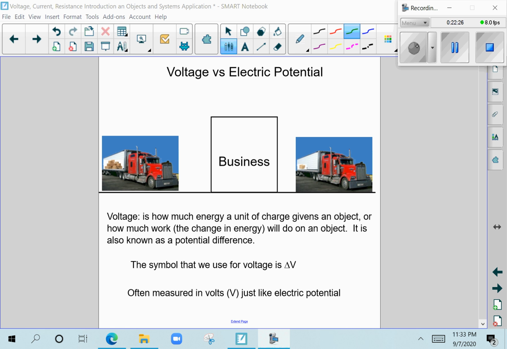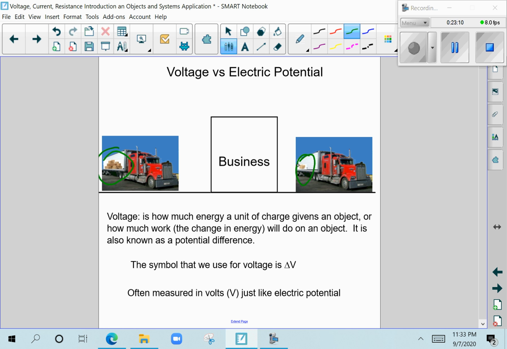So for example, in my business, when energy comes through, we're interested not in how many boxes are being delivered to the business on the truck, if the truck's going to go to other businesses. We're interested in how many packages the business takes in. If you notice, the truck comes in with all these packages, but when it leaves, it has fewer packages. The difference in the amount of packages is the voltage. It's the difference in the electric potential across the resistor. It's the amount of electric potential that the item uses up.